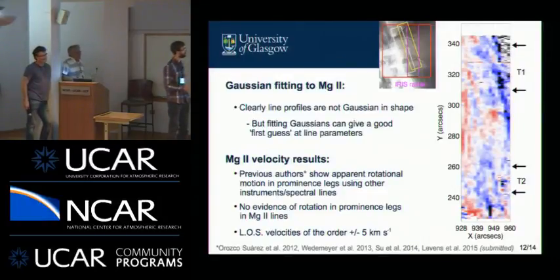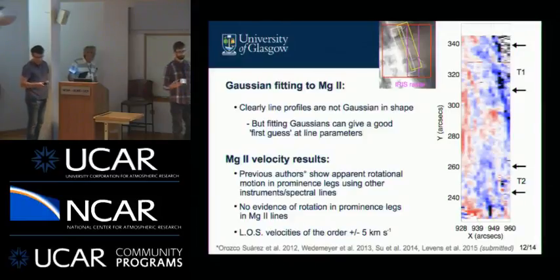The problem with looking at the magnesium-2 line of sight velocities and intensity maps is, of course, the optical thickness. So we're just really seeing the front of the emitting region, whereas these two structures appear to be further into the prominence, more central. So we're not really seeing those here.